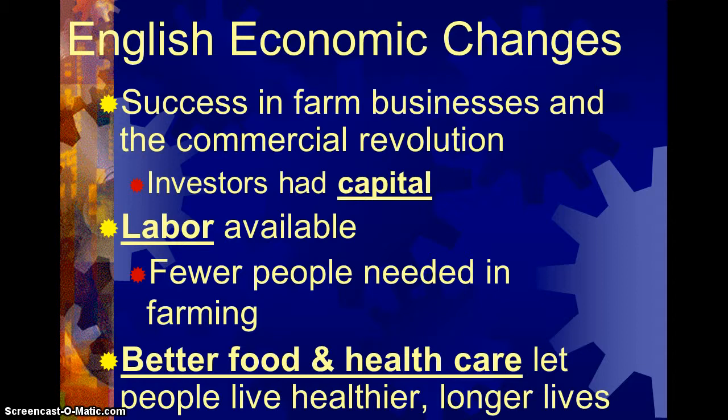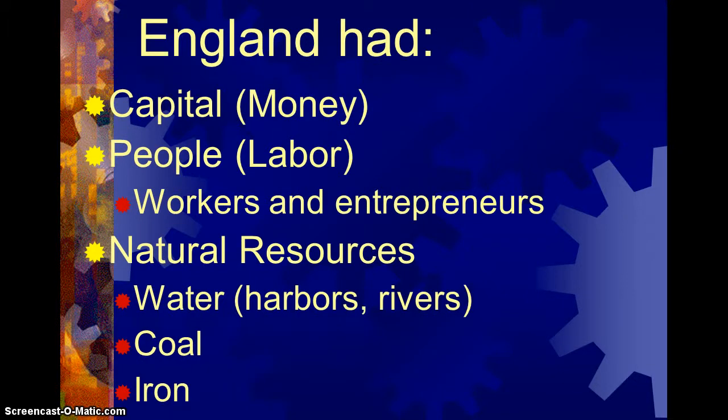There were also some English economic changes. There was the success in farm business and the commercial revolution, like we discussed. Investors had capital, or money, and capital is very important in the Industrial Revolution. Labor was available. Now that fewer people were needed in farming, people were unemployed, and therefore labor or manpower was available. And there was better food and healthcare. Because the food products were now better, people lived healthier and longer lives. England had, therefore, capital, people, and natural resources. And these are all of the things that helped in the success of the Industrial Revolution.